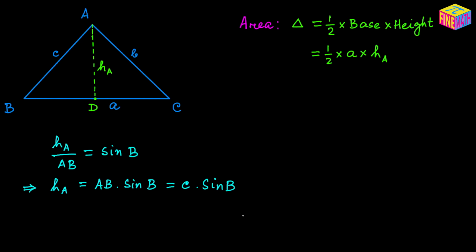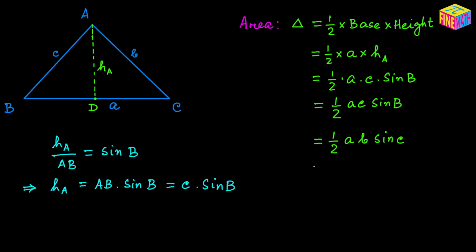And if we use this value of h sub a over here, we will get half times a times c times sine of B. So we can write it as half times a times c times sine of B. Similarly, we will be able to prove that this will also be equal to half times a times b times sine of C, and also it will be equal to half times b times c times sine of A.